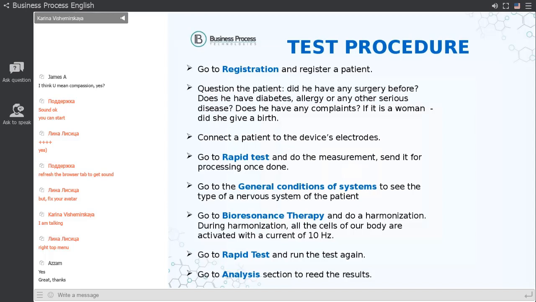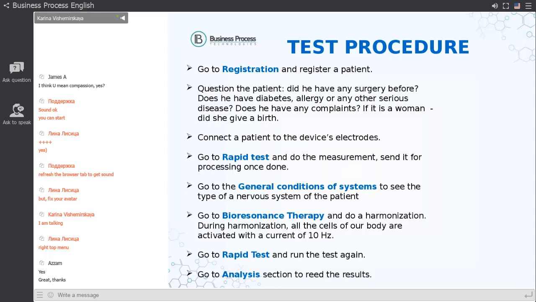I will be talking to you later on about indicators we use for reading the test, and one of them is lability. We need to see the lability, how our organs and systems respond to changes in the body. And this change in this case is harmonization. So when we do harmonization, we need to click on the control button and then start a test. By doing control in harmonization, the device is reading the patient information and matches the signal with him. During harmonization, all the cells of our body are activated with a current of 10 gigahertz.